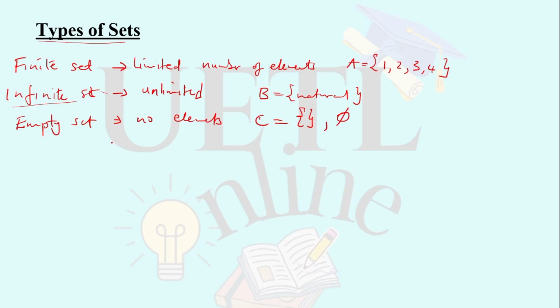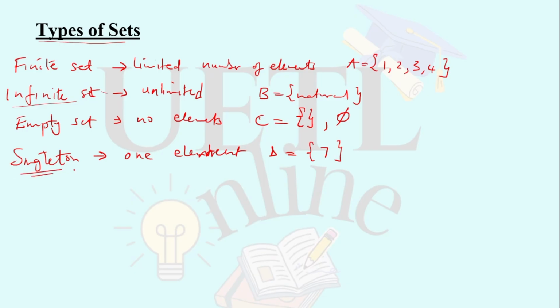Then let's go to the singleton set. A singleton set is a set that has one element. Let's say our set G consists of only one number, in this case 7. This is what we call a singleton set.